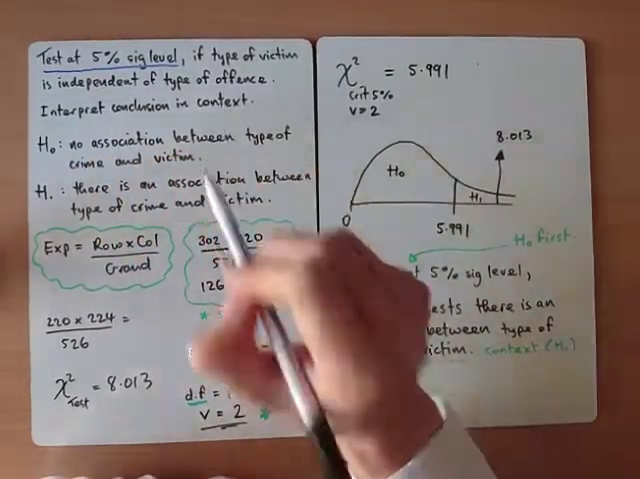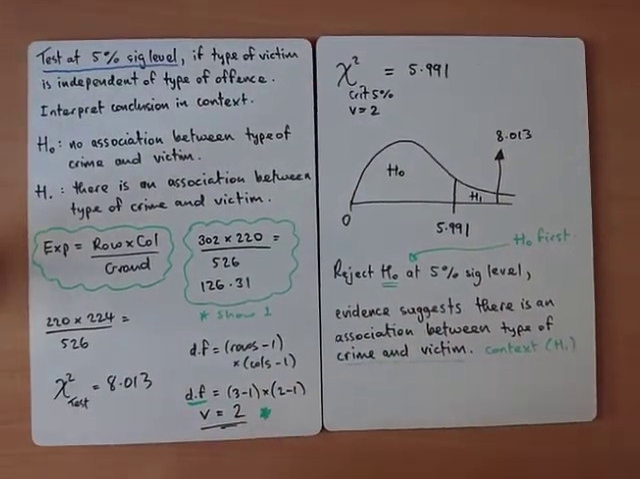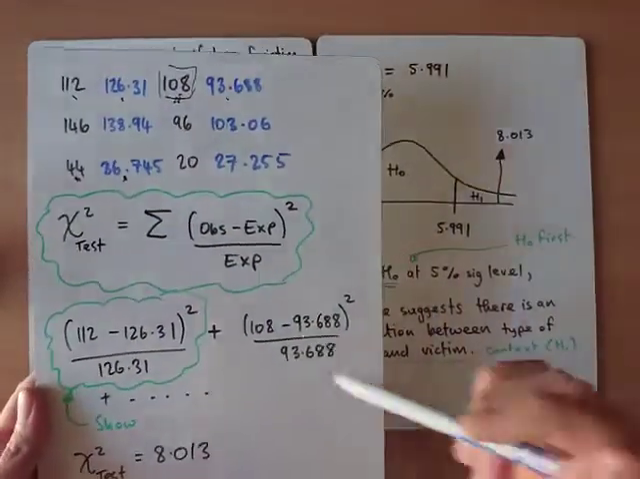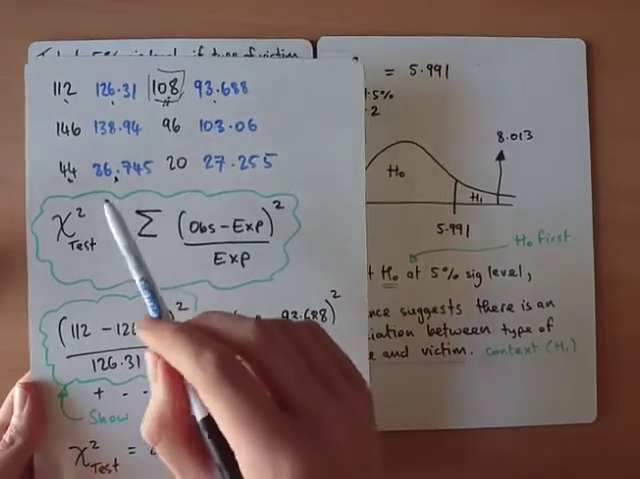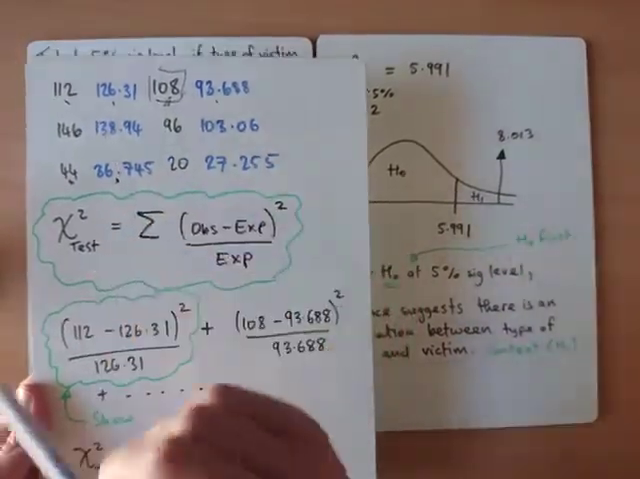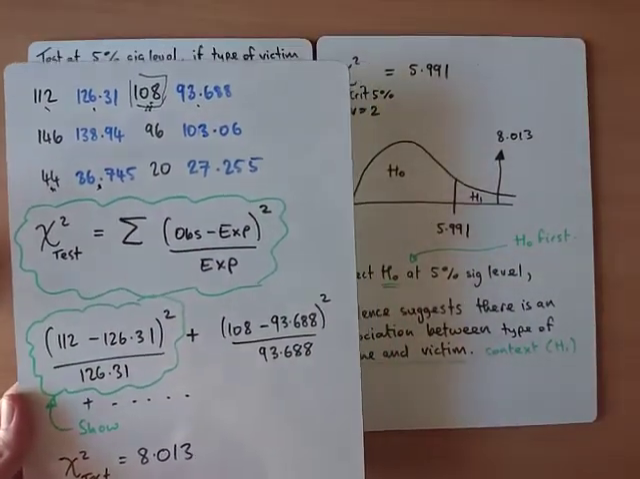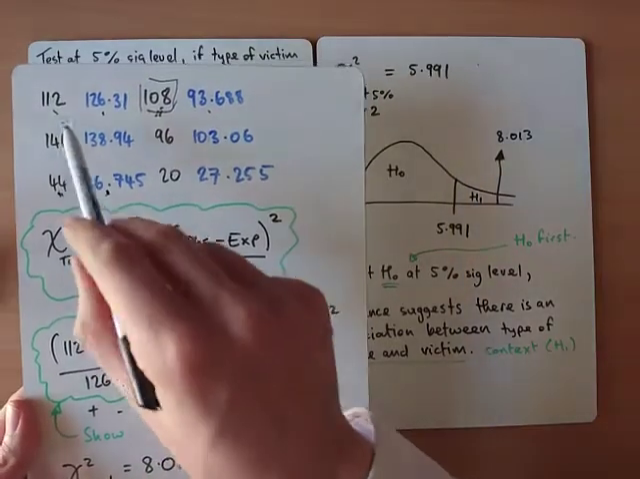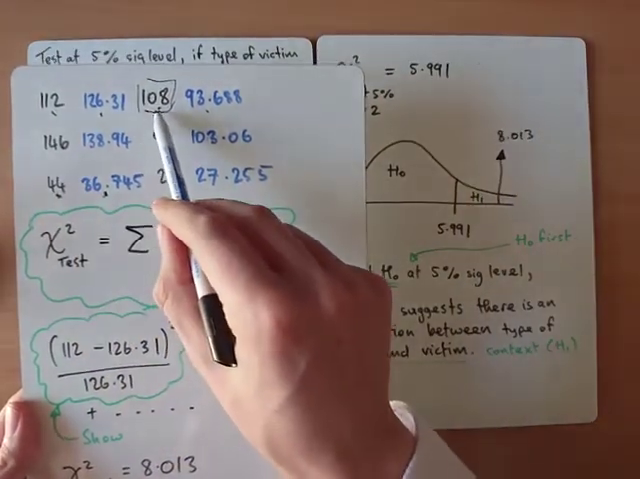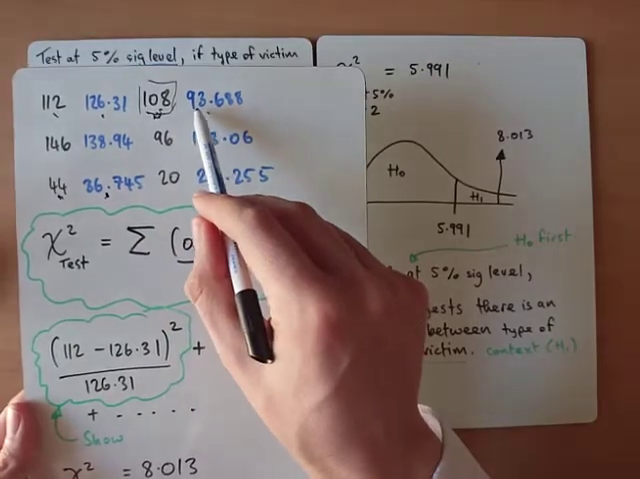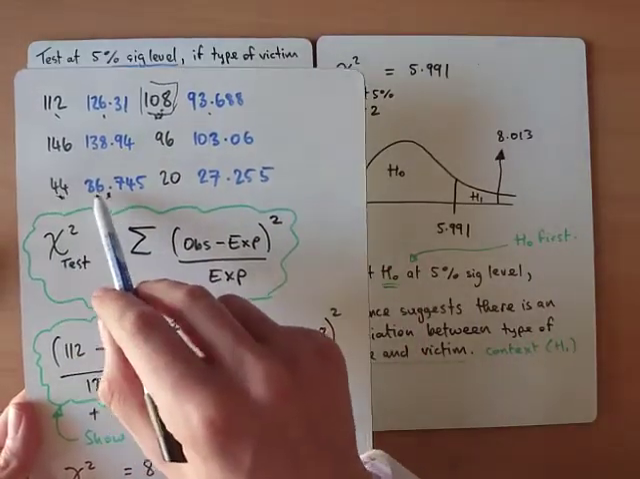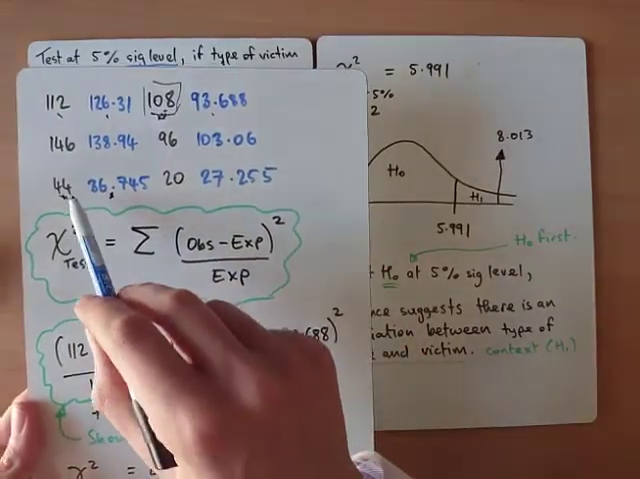Interpret the conclusion in context. So let's go back to what I was saying before. Where's the sort of big difference? I mean, they're all quite far away from each other, aren't they? We can interpret this in a couple of different ways. We could say maybe if we look at this one, 108 and 93, or maybe proportionally it's probably this one that's the biggest, isn't it?